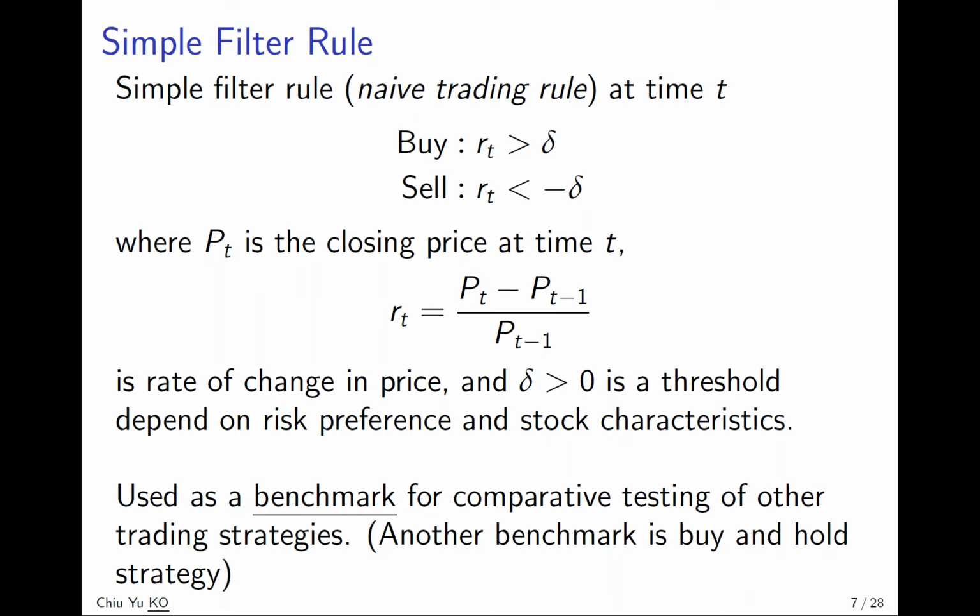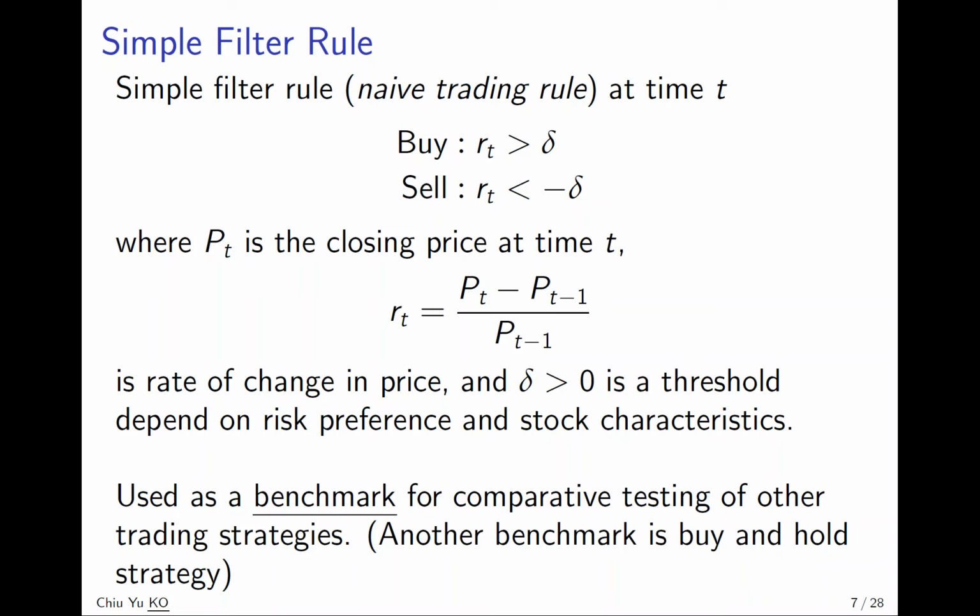Usually which price do we use? The closing price, standard practice. Sometimes you see open, high, low, but very often you use close. How to determine the threshold delta is usually based on risk preference and the stock's characteristics. It can also come from historical data analysis. You can see which delta gives you the best outcome.